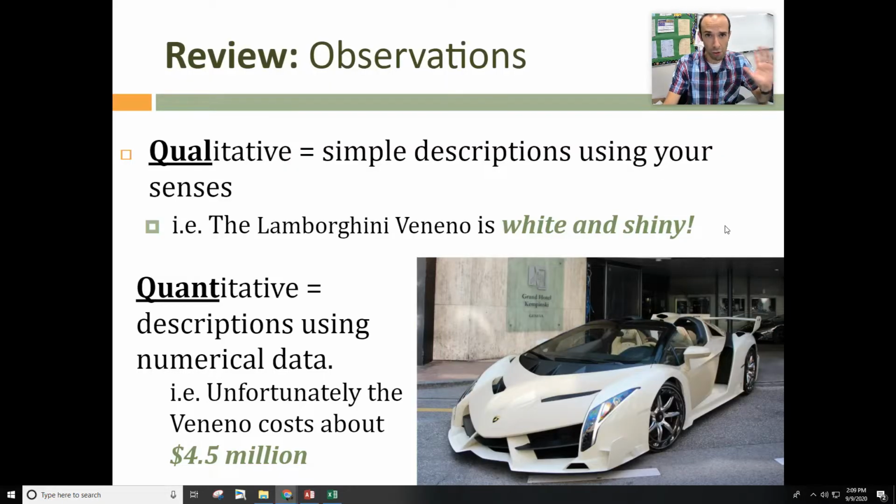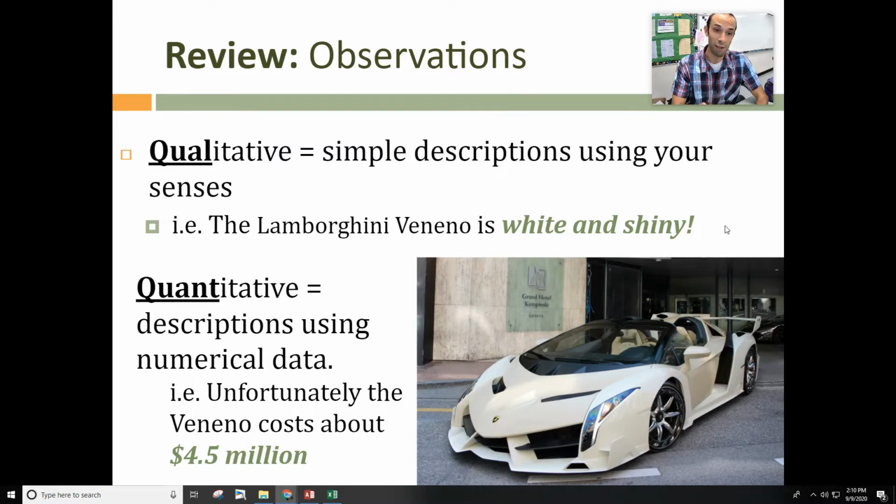Okay, so there are two different types of observations, and they are called qualitative and quantitative. And you may have learned about this in seventh grade science, which is awesome if you did. Qualitative means to describe with your senses. Okay? Quantitative is still using your senses, but in this case, we're going to describe with a number. So qualitative, think quality. This Lamborghini is really nice and shiny and white, and I want one, right?